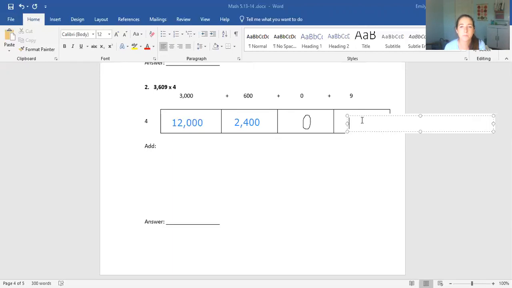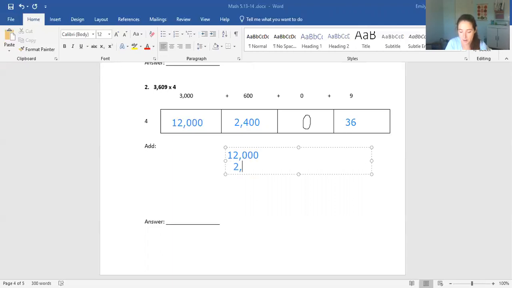9 times 4. All right, let's use our trick. What's 1 less than 4? 3. And then what plus 3 equals 9? 3, 4, 5, 6, 7, 8, 9. 3 plus 6 equals 9. And there's no zeros. All right, let's add.